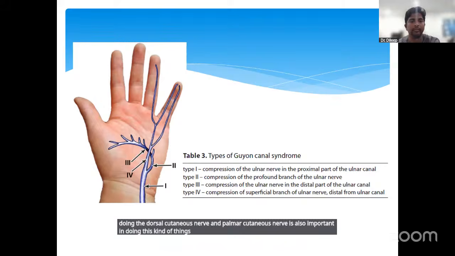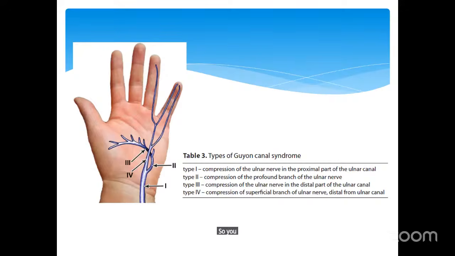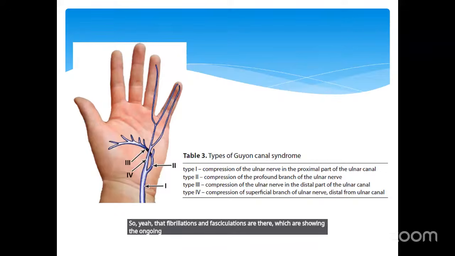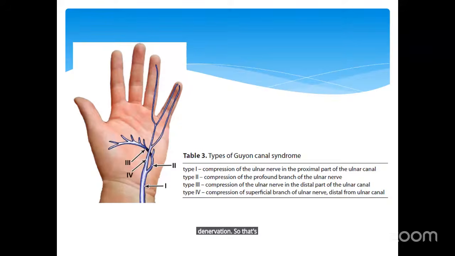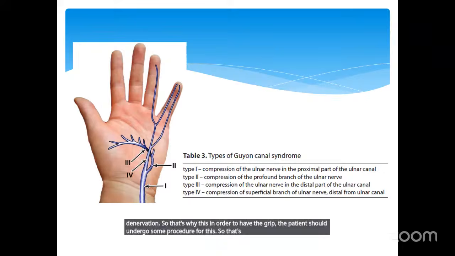And the needle exam also will help. Your EMG is actually showing continued activity, with fibrillations and fasciculations, which show ongoing compression and ongoing denervation. So in order to regain the grip, the patient should undergo some procedure for this. Yes. So that's the moral of this case.